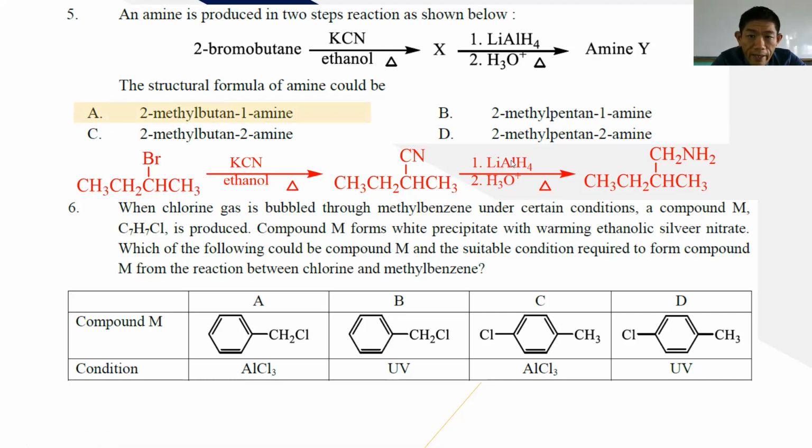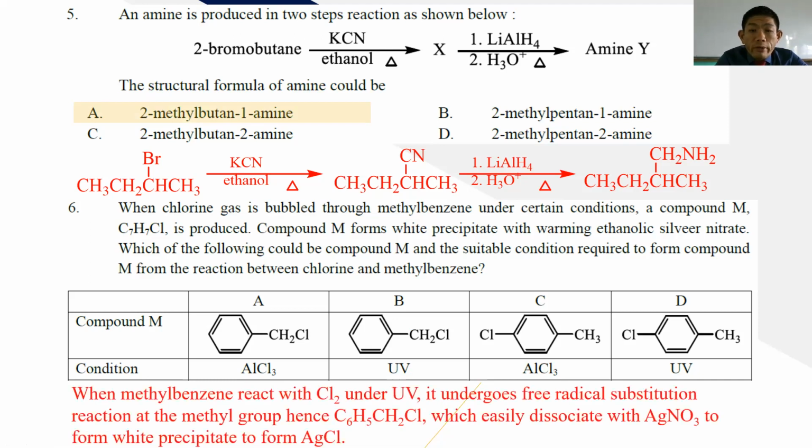So in here you can see that when you react with warming ethanolic silver nitrate, that means that this chlorine is not attached directly to a benzene ring. Instead, it is directly attached to an alkyl chain in here. So if you want to form a chloromethylbenzene, it must undergo a free radical substitution reaction. So the condition of the chlorine is ultraviolet condition, and the chlorine here is not attached directly to a benzene ring. So the whole description in here is trying to tell you that the best answer in here is B. So that is for number 6.